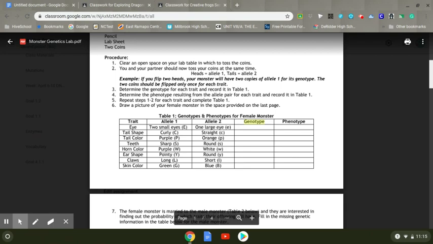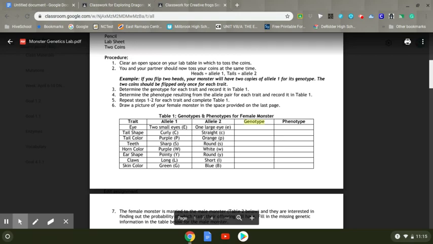Okay. If there is a big or large or capital letter in any of the trait flips, you will use that to represent the dominant letter. So dominant letter, allele 1, can be big letter, or big letter, little letter. But allele 2 can only be little letter, if you get little e. Okay, so that's clear as mud, I'm sure.